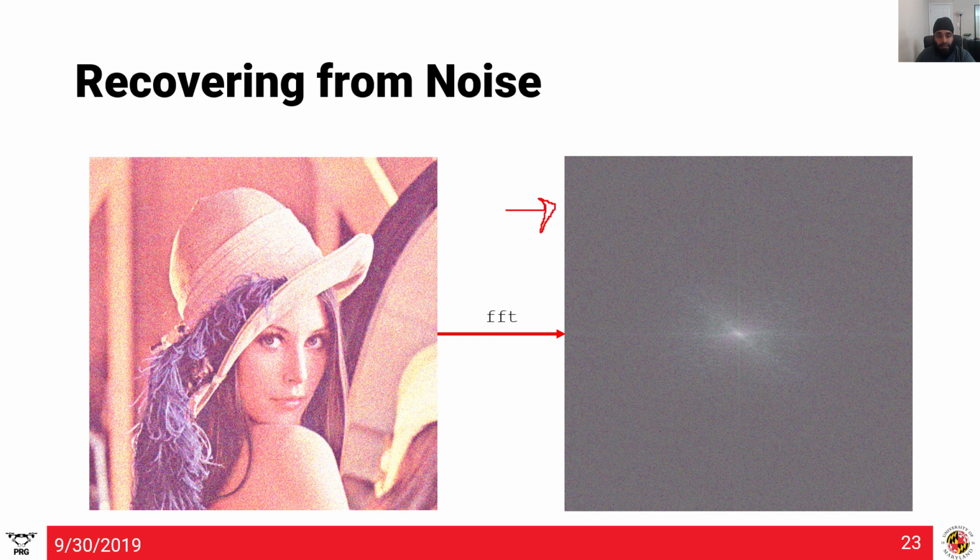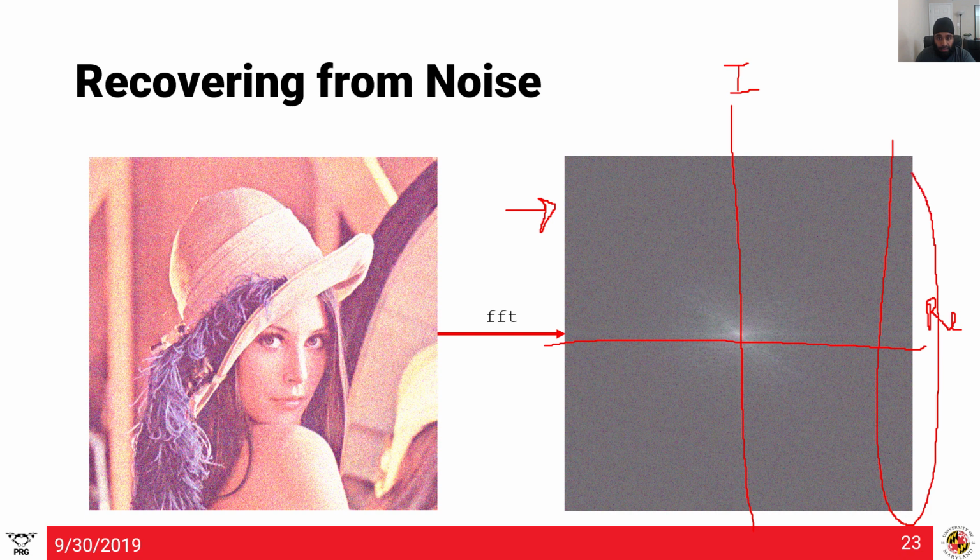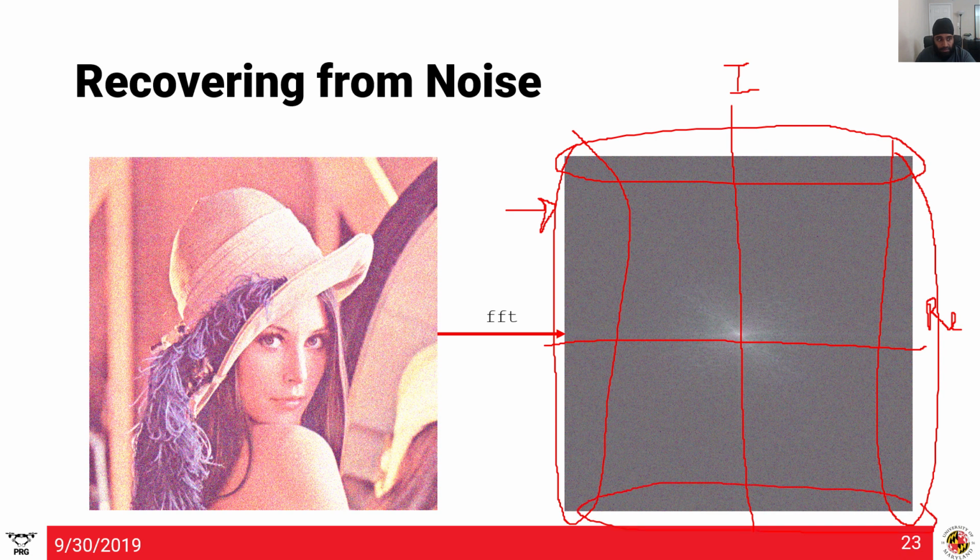This is the FFT data, right? This is the output. So this axis is the real axis of my Fourier, and this is the imaginary axis of my Fourier, right? And this represents the frequency. So if I talk about my high frequency data, it'll be this region, this region, this region, and this region. I want to remove all these frequencies, right?